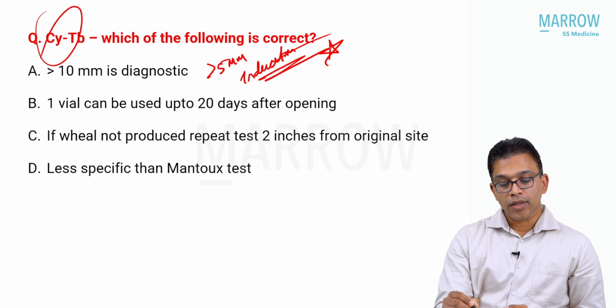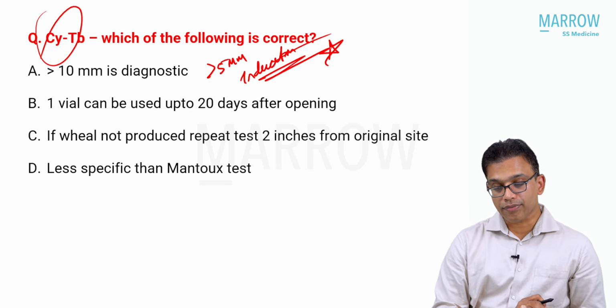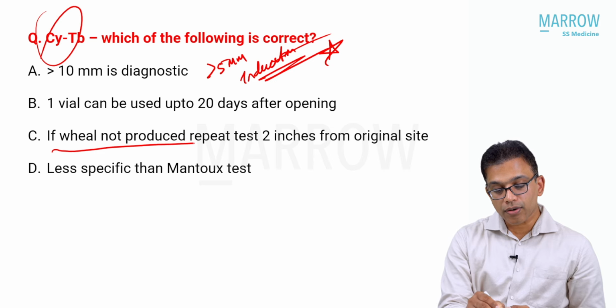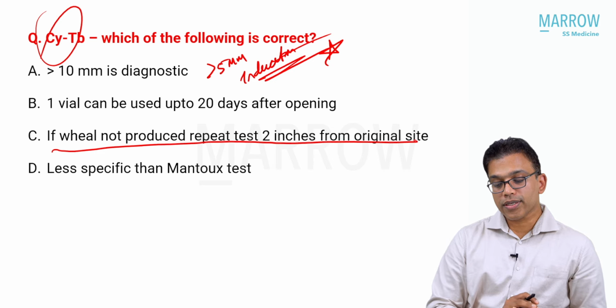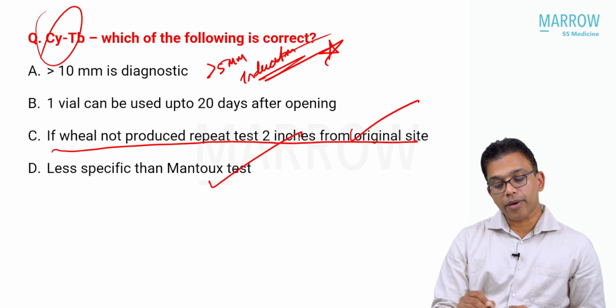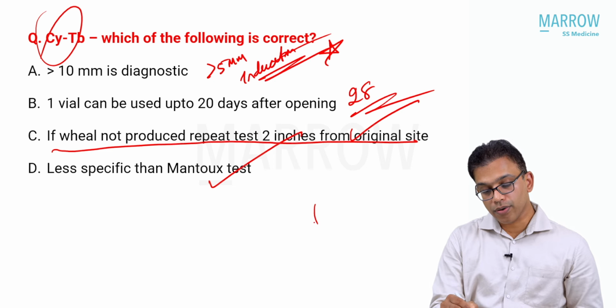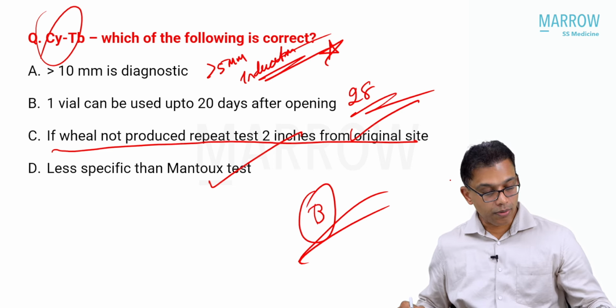Just like Mantoux, one vial can be used up to 20 days after opening. If it is not produced, repeat the test 2 inches from the original site. So that is also correct. Less specific than Mantoux, that is also correct. One vial can be used up to 28 days after opening. So the wrong statement is option B.